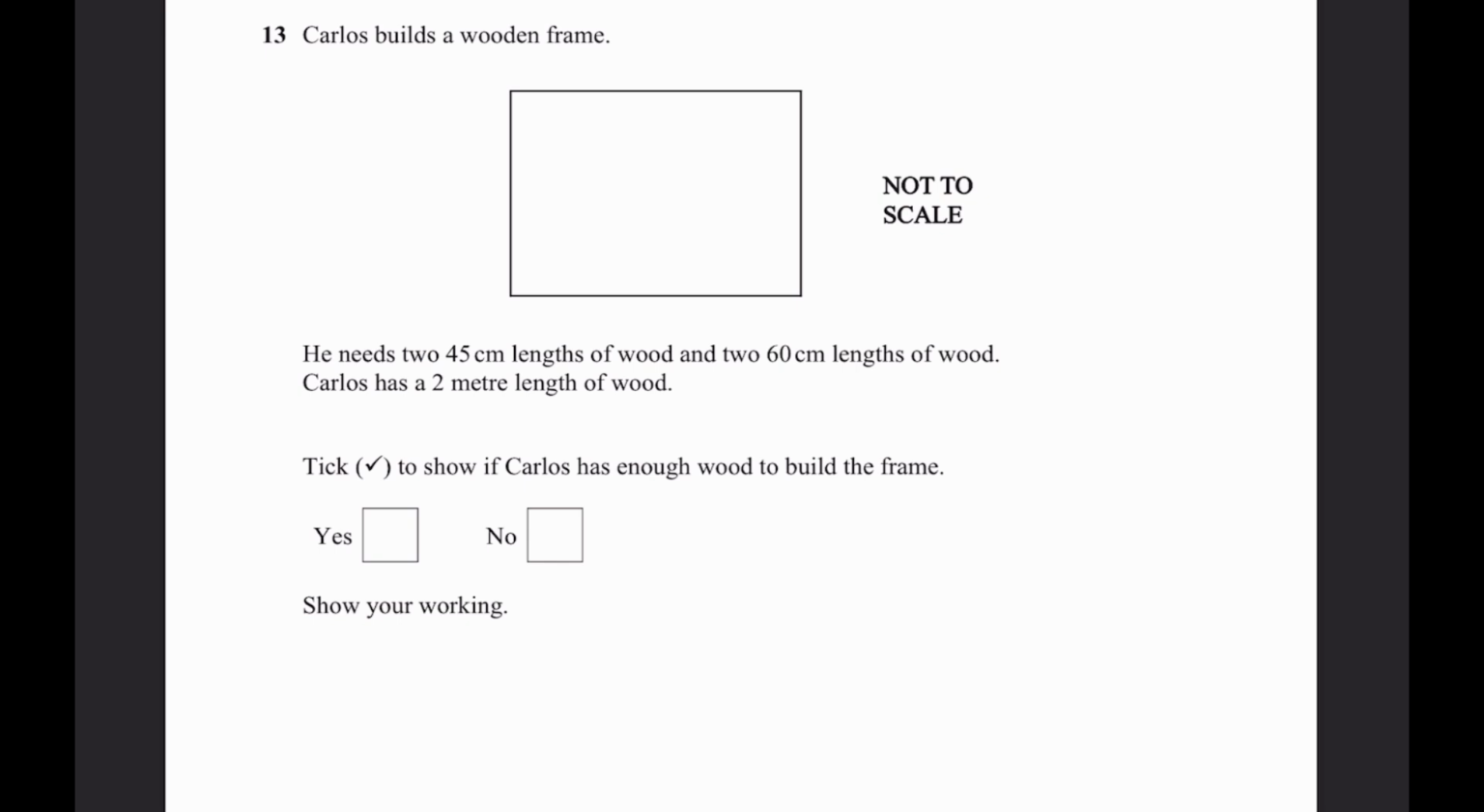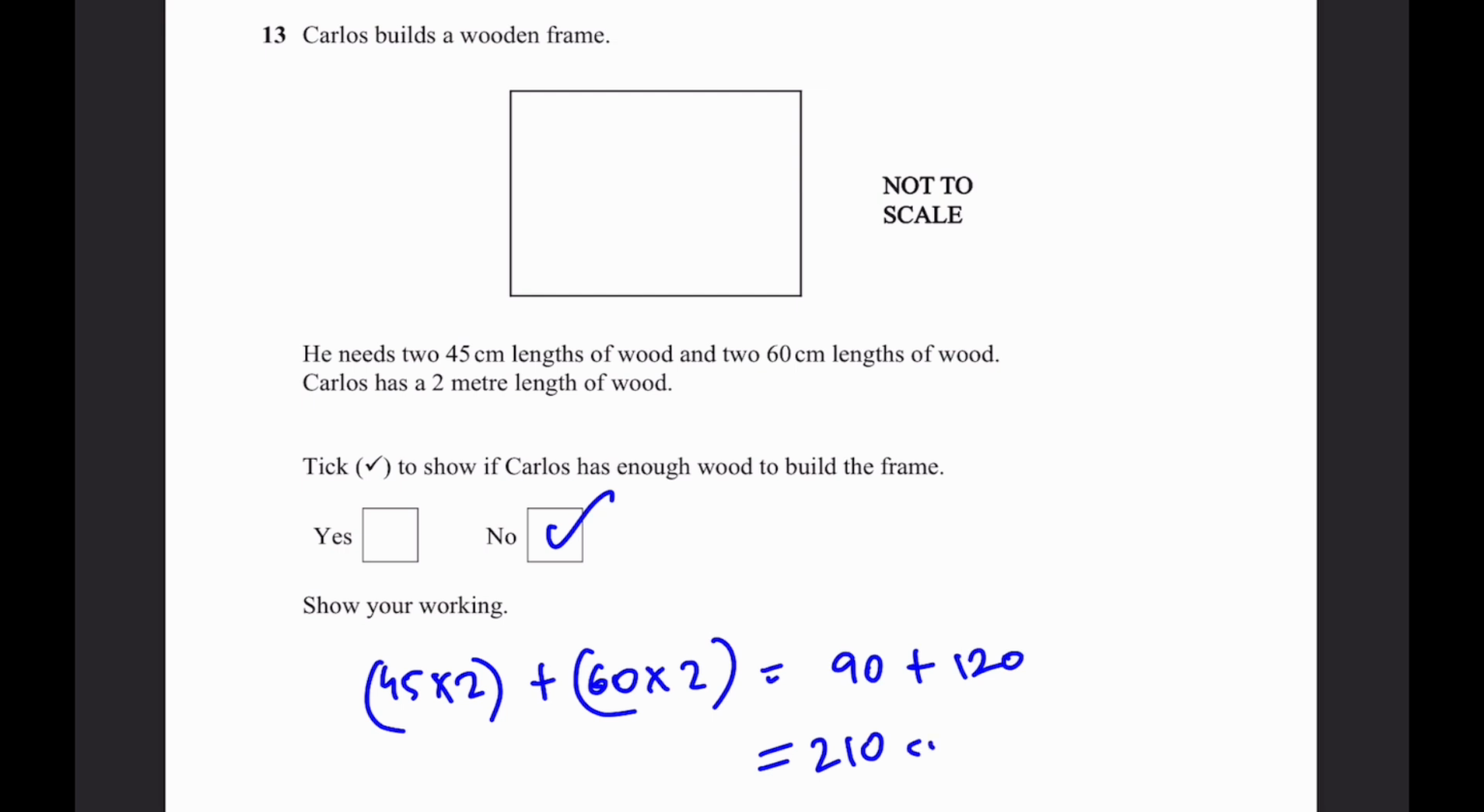Question 13. Carlos builds a wooden frame. He needs two 45 centimeter lengths of wood, two 60 centimeter lengths of wood. Carlos has a 2 meter length of wood. Show if Carlos has enough wood to build the frame. Yes or no? Show your working. Answer is actually no. So 45 times 2 plus 60 times 2. 90 plus 120, which is equal to 210 centimeters, which is greater than 200 centimeters. Why 200 centimeters? 2 meters is equal to 200 centimeters. Therefore, Carlos has 10 centimeters less than he needs.